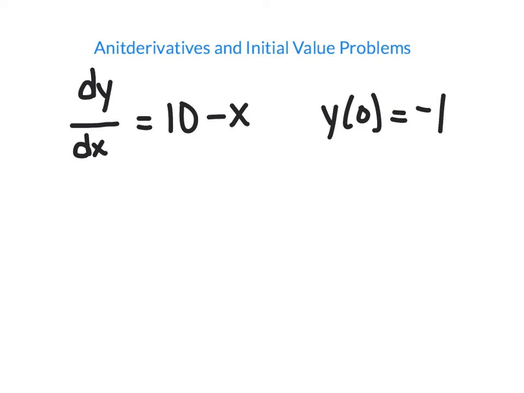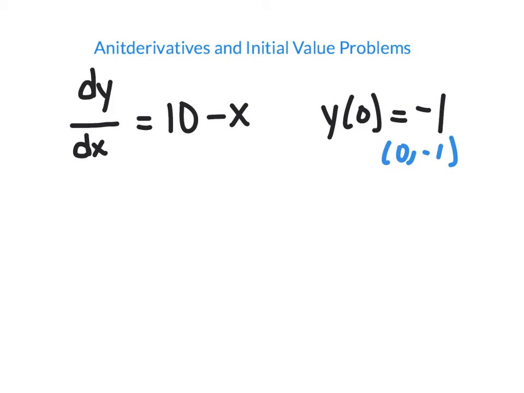So if we know one point on the curve, we can actually solve for c. And that's what we're going to do when we solve an initial value problem. You can see here in this example that we're given a derivative function, dy over dx equals 10 minus x, but we're also told that y of 0 is negative 1. What that really means is that our actual function y goes through the point 0, negative 1. So when x equals 0, y equals negative 1.